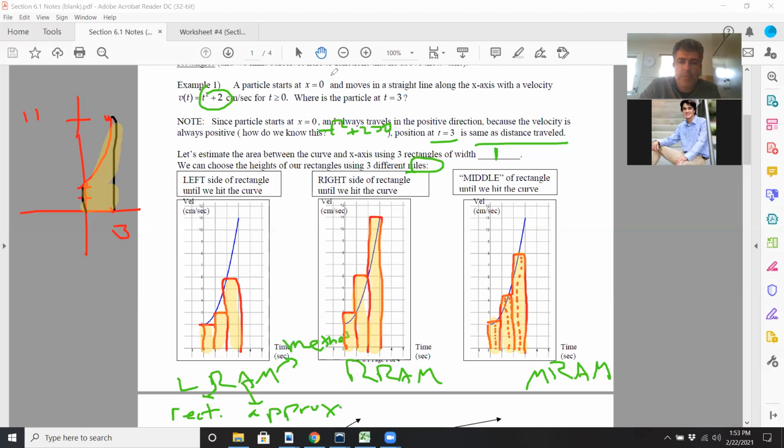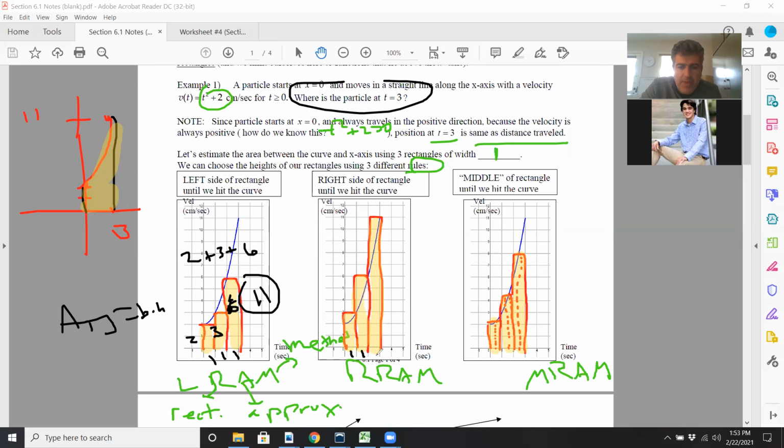Okay, and so what we're doing is we're going to calculate the area of each rectangle to approximate where the particle is at t equals 3, or the distance traveled from 0 to 3 seconds. Well, this is really easy. Area of a rectangle, you know, is base times height, right? So that's 1, 1, and 1. This is a height of 2, a height of 3, and a height of, I think, 5. So the area here is going to be 2 plus 3 plus 5. Oh, sorry. That's 6. Let me get my eyes checked. So the area of all these rectangles is 11.